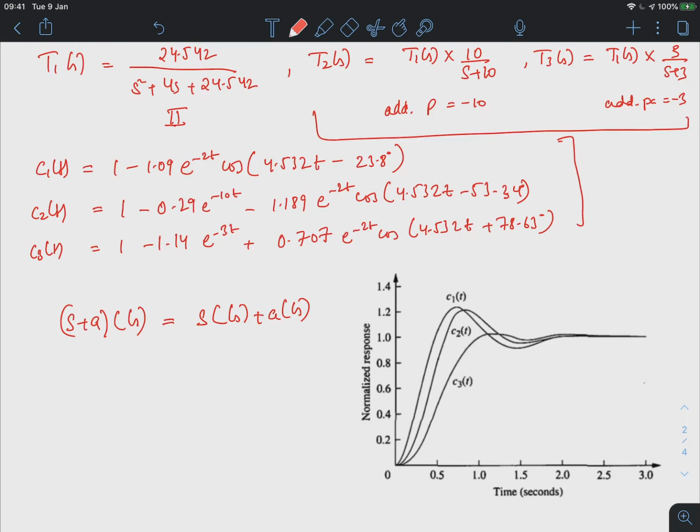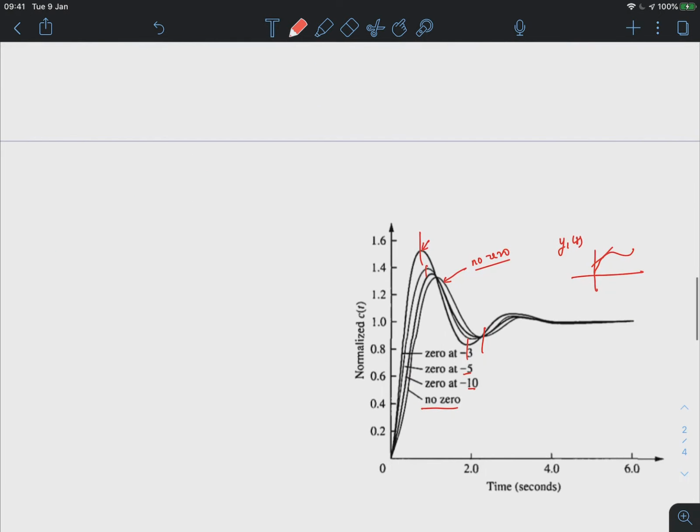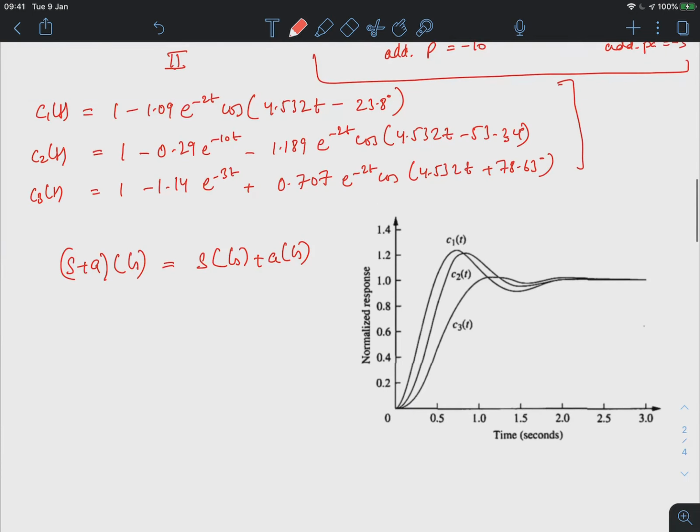Now if a, the negative of the 0, is very large, then the Laplace transform of the response is approximately a times C of s. And this is what we have seen here, that if the 0 is located very far from the dominant pole, then it would almost become equal to the response having no 0. Now let's say if a becomes negative, then there is much more problem.